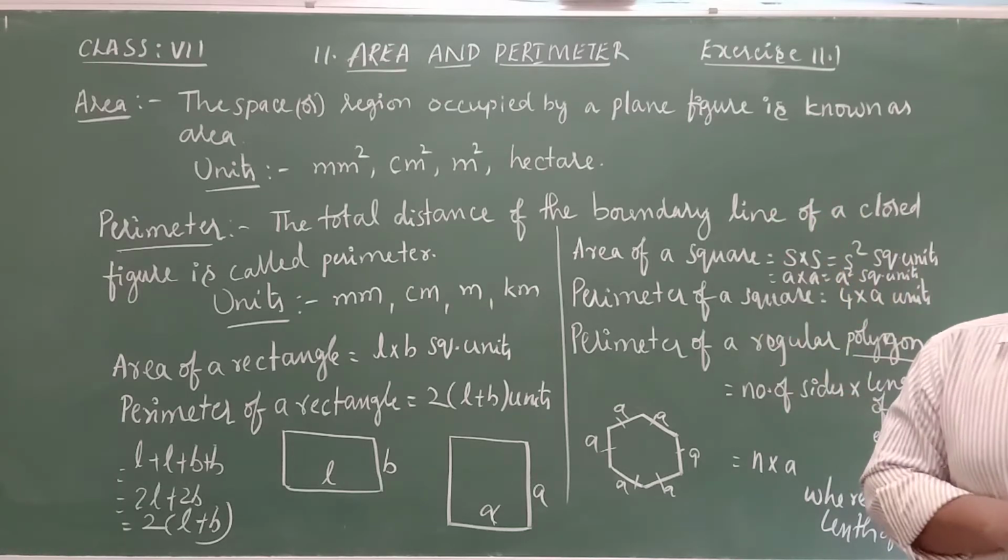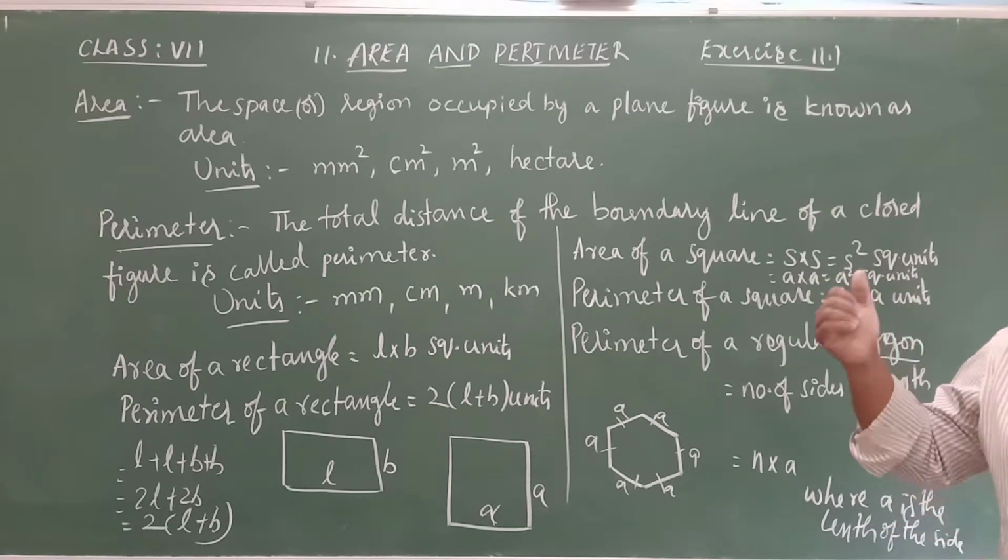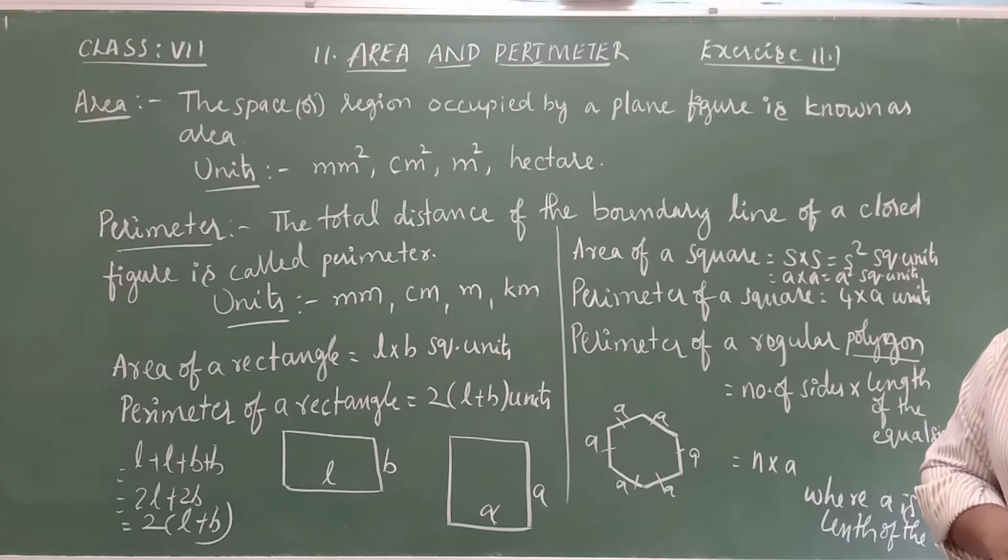Now with this knowledge, we will solve some of the problems based on the perimeter and the area of a triangle, a rectangle and a square. Is it clear, children?